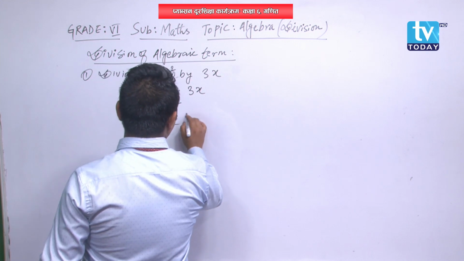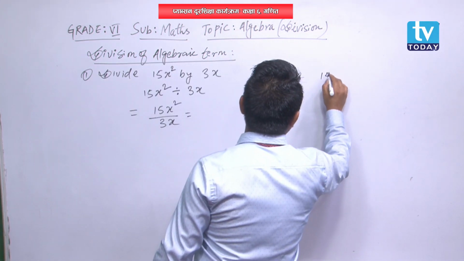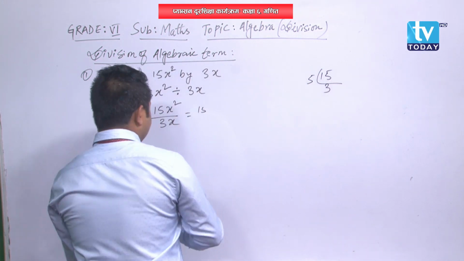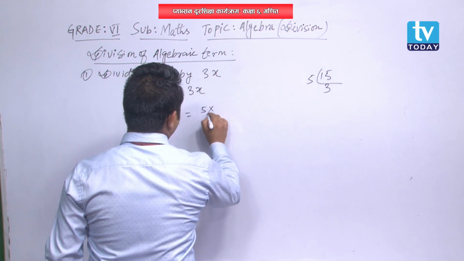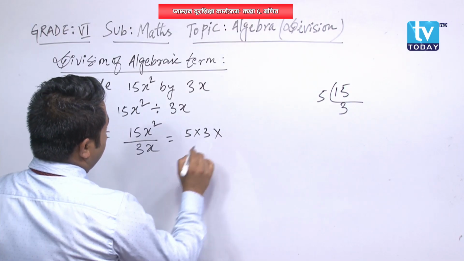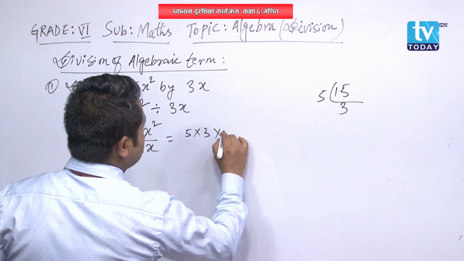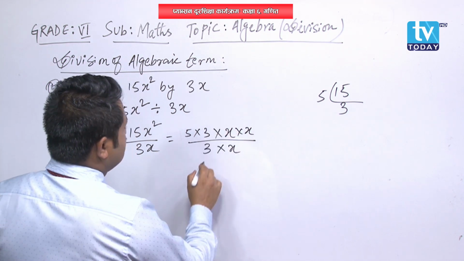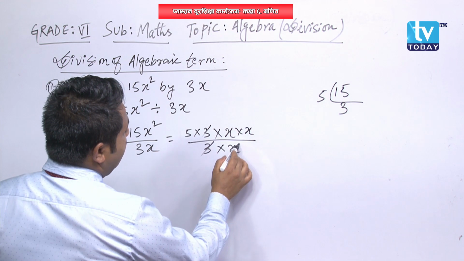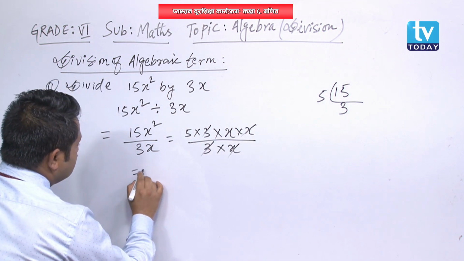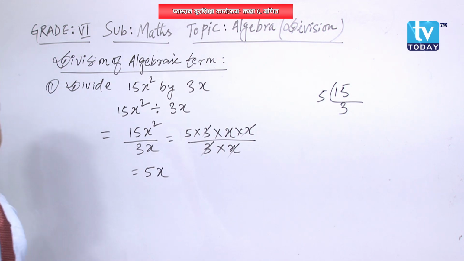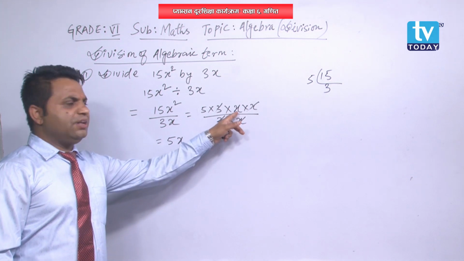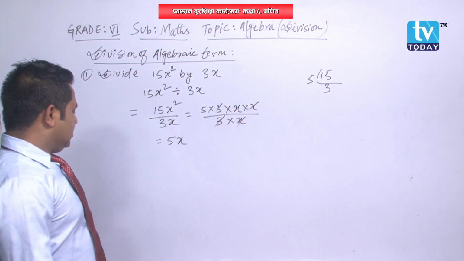Now you can solve this. Please factorize 15. 5 3s are 15, so you can write 15 as 5 into 3, and x square means x into x. Now, 3 into x in the denominator. So 3 will cancel out, x and x also cancel. Only one x and 5 remain, so the answer is 5x.